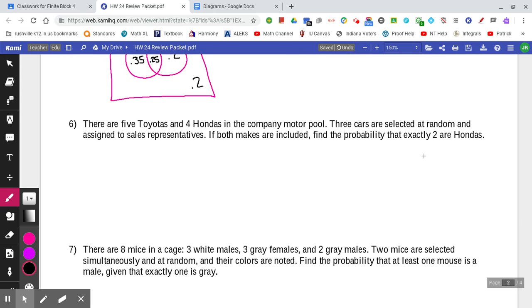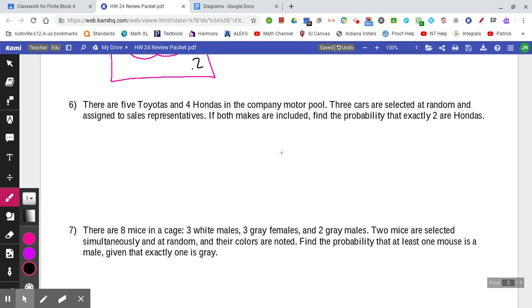All right, the next one. This one would be best with a tree diagram, and so I'm going to pause the video and make that tree diagram.